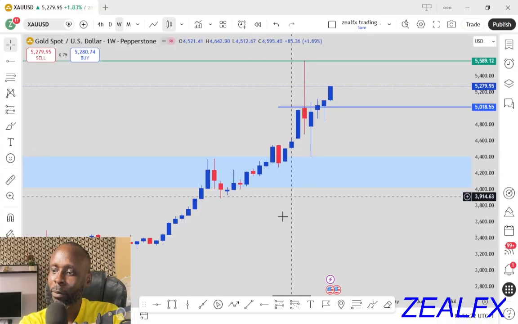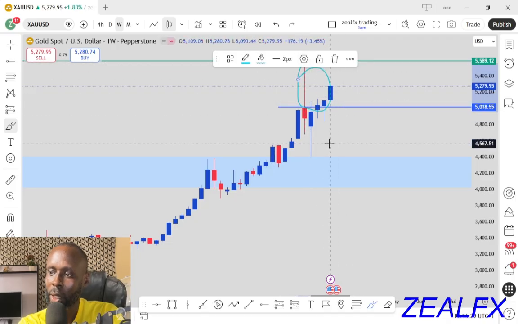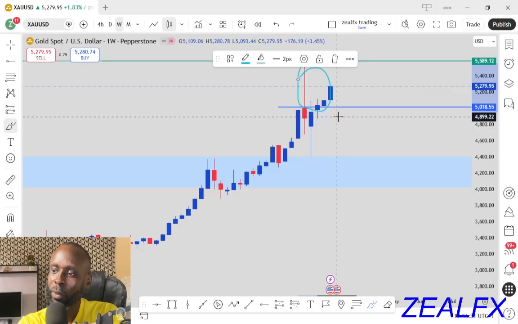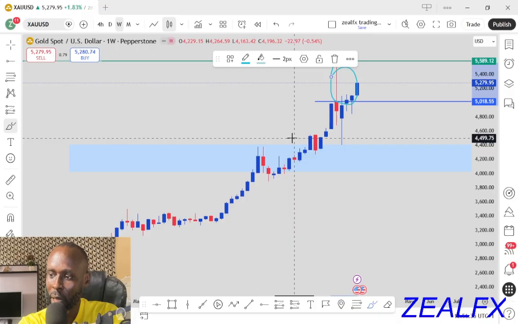On my weekly time frame, we still have price on this zone, on this resistance zone. This place remains a resistance zone on the gold USD. So I'm not encouraging buying opportunity from that level on the gold USD on the weekly chart. So this zone still stands firm.